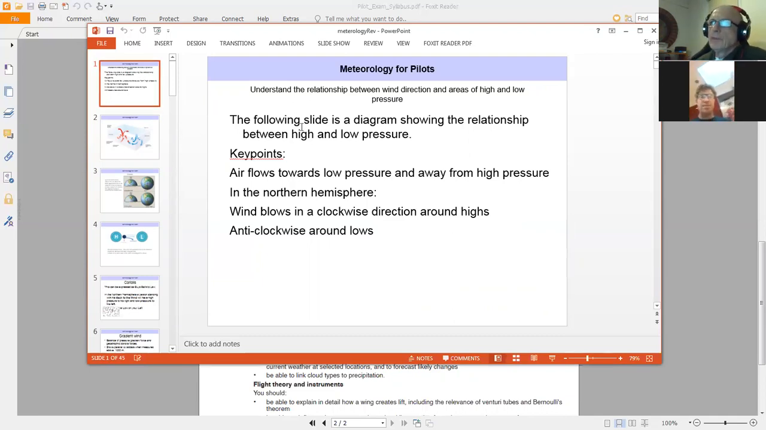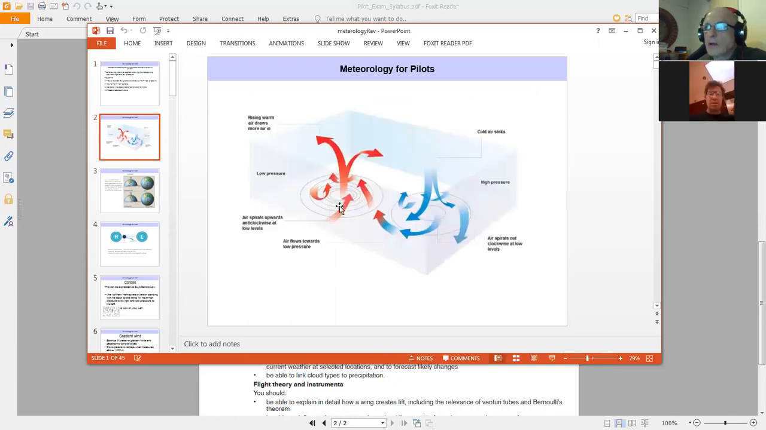Anyway, so the first point is to understand the relationship between wind direction and areas of high and low pressure. The key points are that air flows towards low pressure and away from high pressure in the northern hemisphere. Wind blows in a clockwise direction around highs and anti-clockwise around lows. So this diagram illustrates it here.